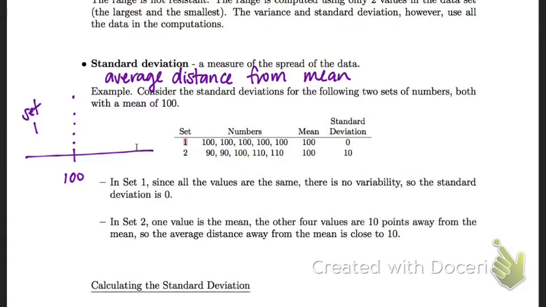Yes. So this is set 1. Set 2, it's going to look something more like this, where you've got 90, 100, and 110. You have 2 data points at each. So the average distance from the center is about 10. Whereas in set 1, there's nothing. They're all in the center. There is no deviation from the mean.